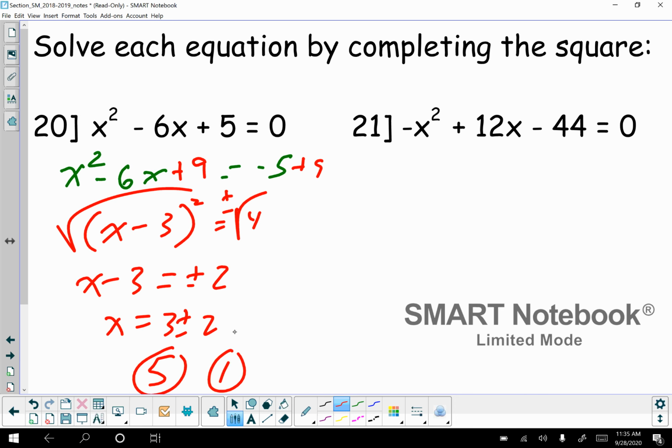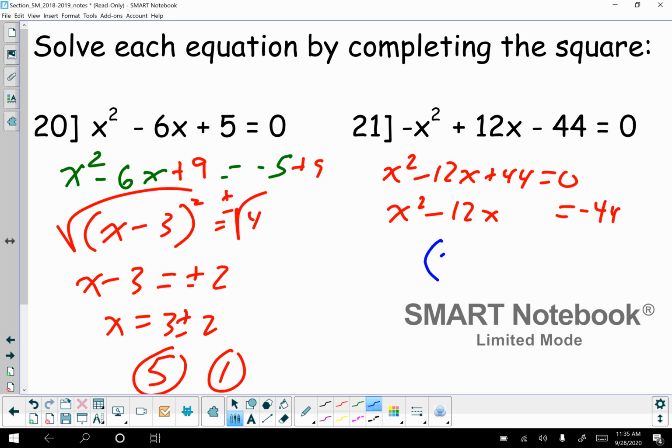For this one, two things I'm going to do. I'm going to multiply everything by a negative first, and then I'm going to subtract the 44. You want to have that be positive out front. Leave the space, subtract 44. So half of negative 12 is negative 6. Notice the sign stayed the same.